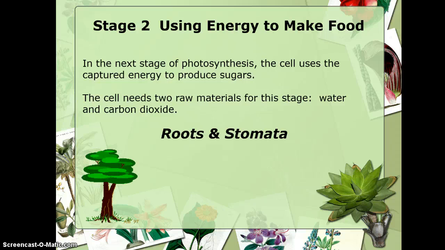During stage 2, the final stage of photosynthesis, we're using energy to actually make that food. The cell uses the captured energy to produce sugars. And again, remember, sugars are our energy sources for our plants. So the cell needs two raw materials for this stage. We talked about raw materials yesterday as being something we don't make as humans. It's something that comes from the earth. And in this case, the two key ingredients here are water and carbon dioxide.